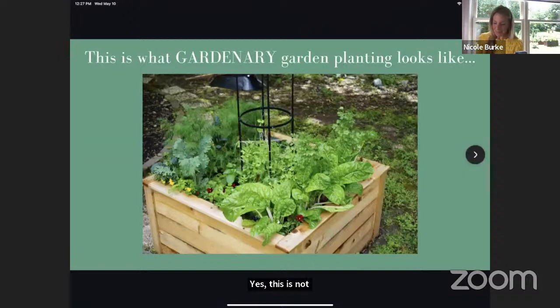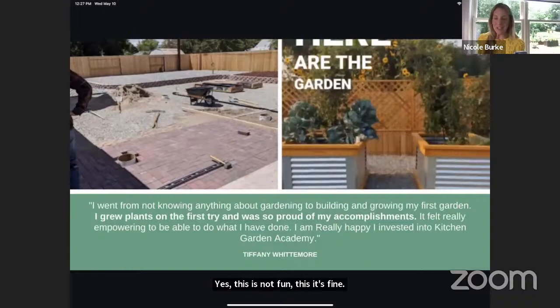Okay, awesome. All right, so here are some of our Kitchen Garden Academy students who are also having more fun. This is Tiffany. She said, I went from not knowing anything about gardening to building and growing my first garden.